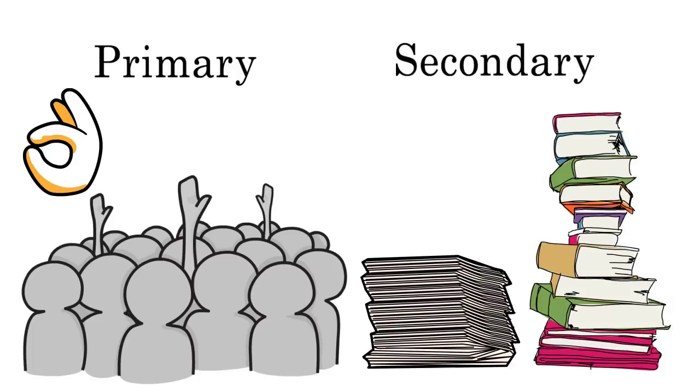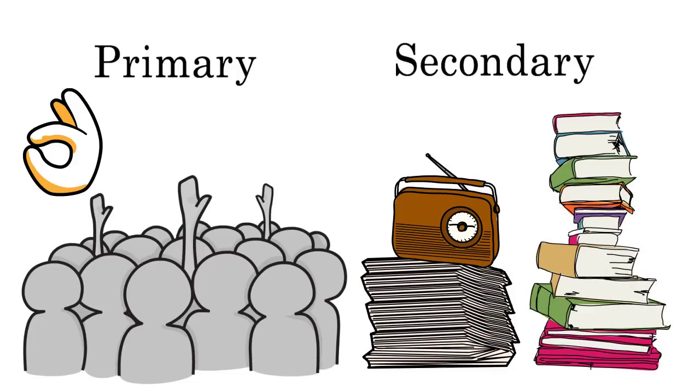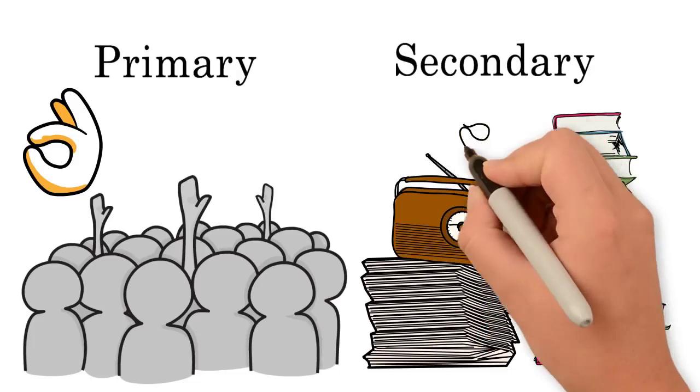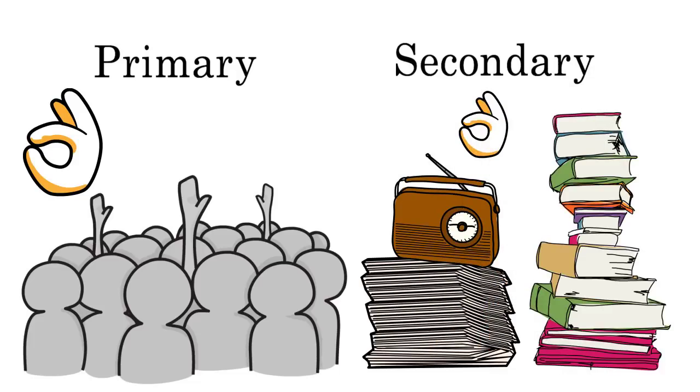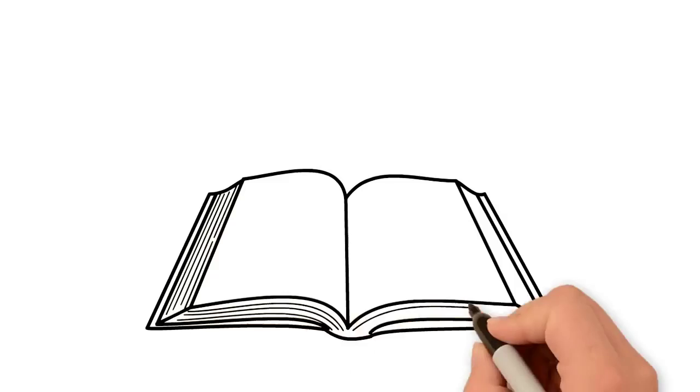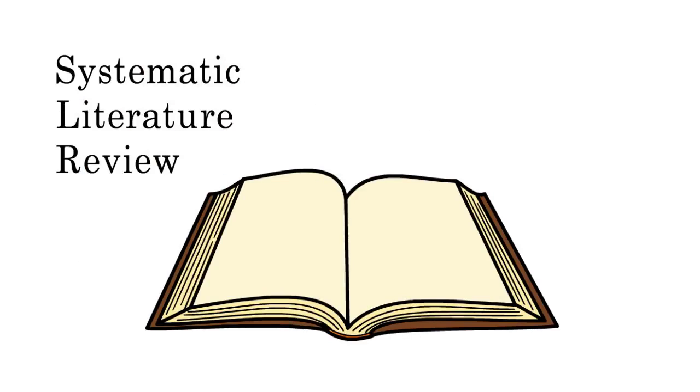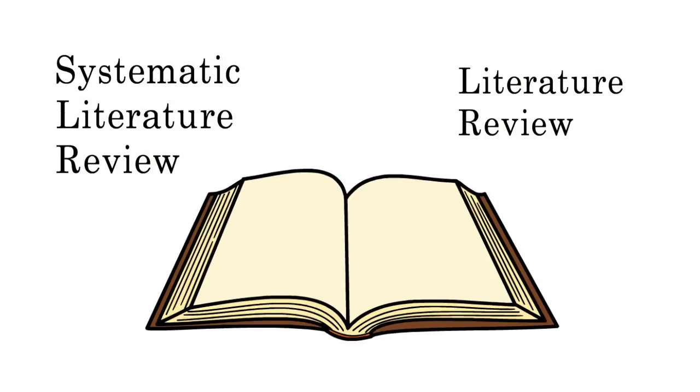Because secondary research does not include talking directly with human subjects or generating new data, it does not need ethical approval. In secondary research, you use findings of other researchers and authors. A systematic literature review is one of many research methodologies that can be used to conduct secondary research. A systematic literature review is different than a literature review.